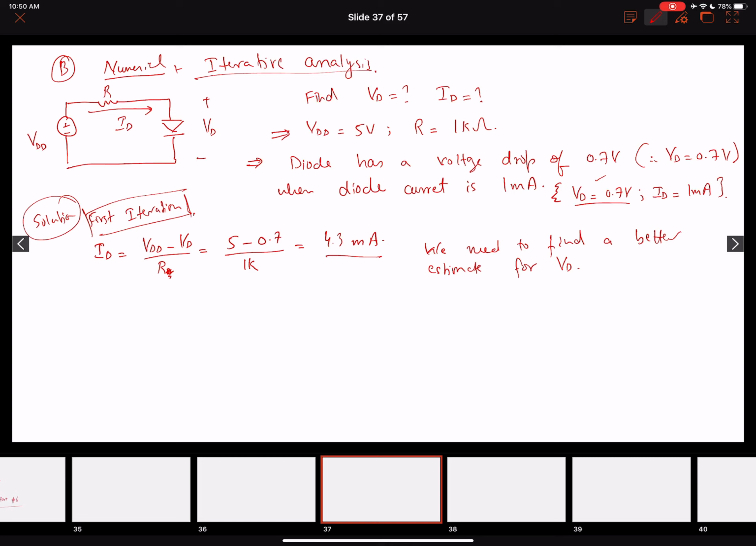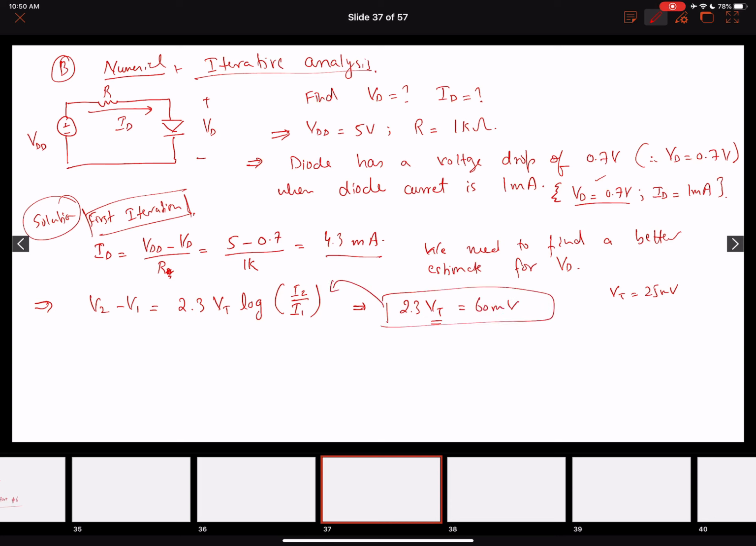Okay, now from one of the previous lectures, if you remember, we studied this equation: V2 minus V1 is 2.3 thermal voltage log of I2 over I1. Let me simplify this: 2.3 times VT, where VT is 25 millivolts. 2.3 VT is 60 millivolts. Okay, I'm going to plug this in the equation here.